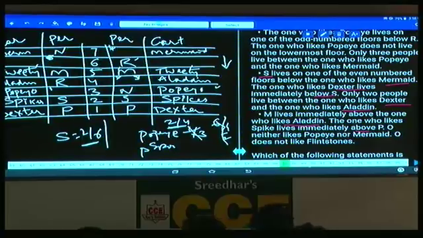And O likes neither Popio nor Mermaid. Whatever this O, neither Popio nor Mermaid. Hence O cannot be here. Hence O must be on the 4th floor. Now in this one, O must be on the 6th floor, isn't it? Then O does not like Flintstone.